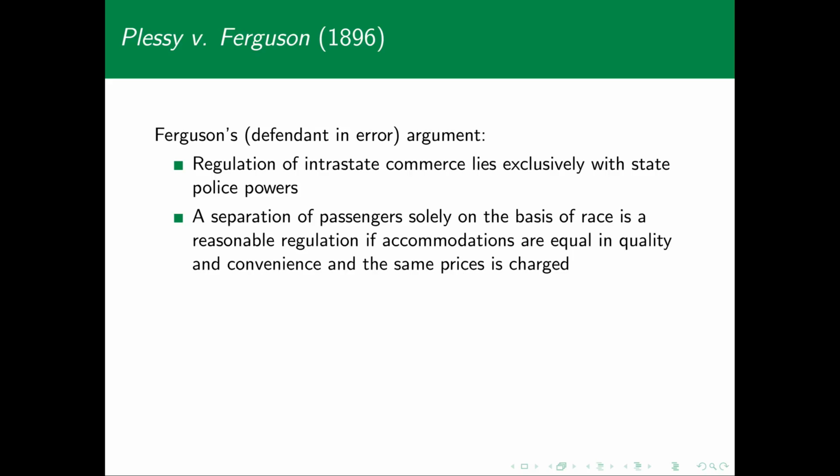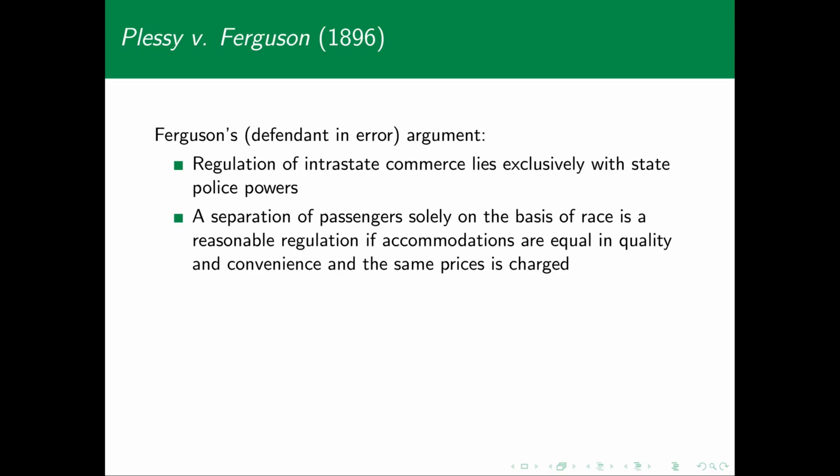The separation of passengers based on this characteristic, based on race, is a reasonable regulation, provided that the accommodations are equal. And what they mean by equal is in quality and in convenience and the same price. So if you can get a seat and the train leaves on time and everybody's charged the same price, there's really no issue here, says basically the state of Louisiana. There's no issue. Sure, they're being separated, but everything else is equal. Right? This is where we get separate but equal.